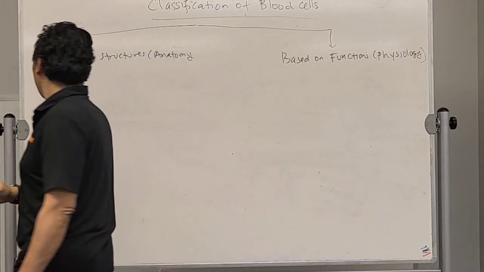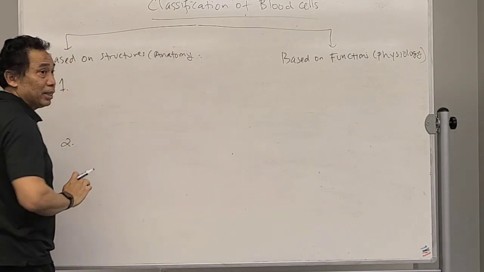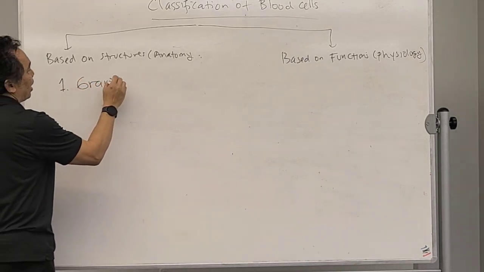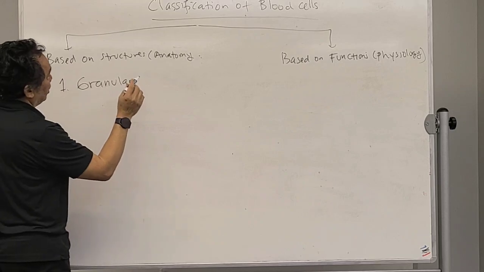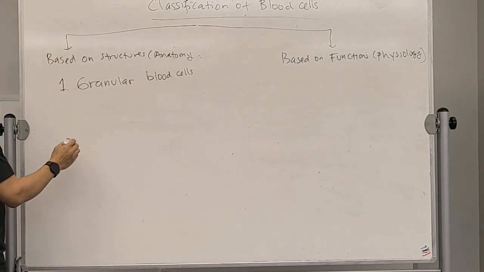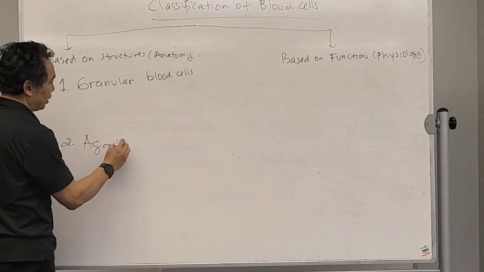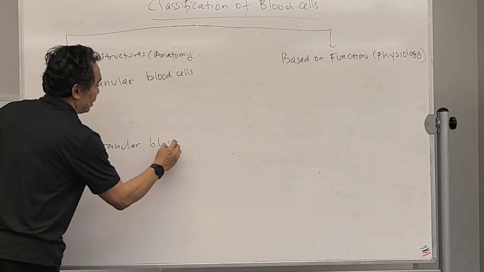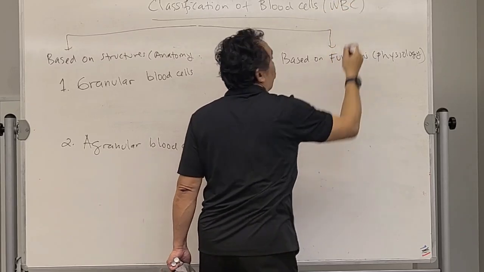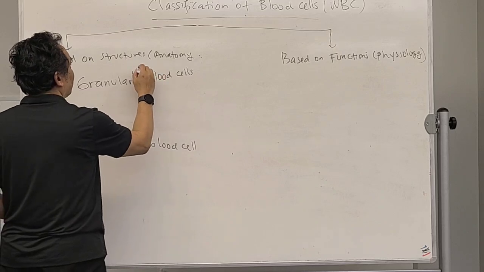Okay. Based on anatomy, it's divided into two main types. The first one is called the granular blood cell, and then A means no, so agranular blood cell. Over here, this division is mostly for white blood cell because we have several white blood cells. We're going to say granular white blood cell.